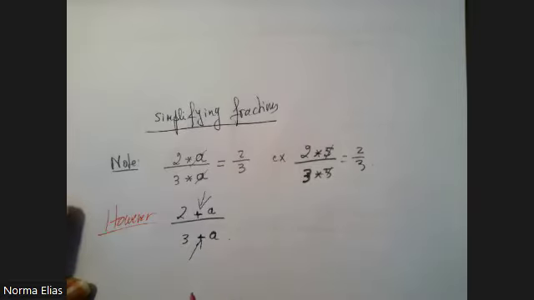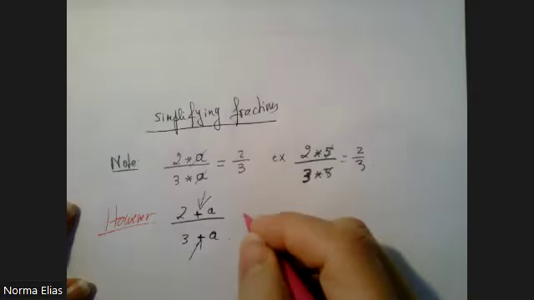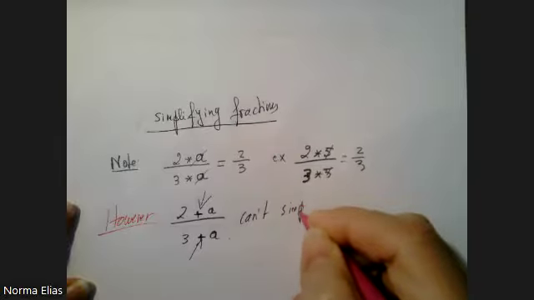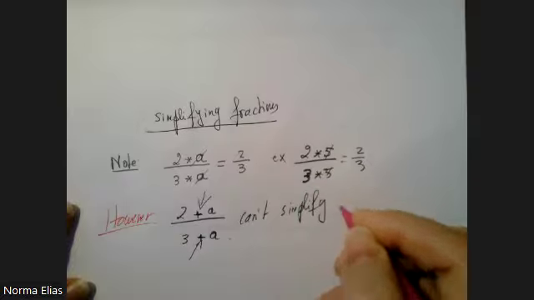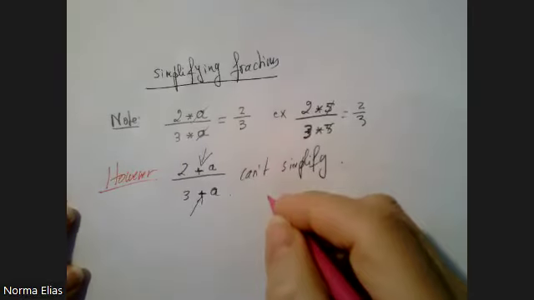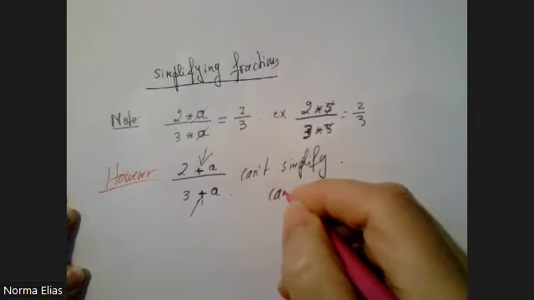Can the A cancel? The answer is no. Definitely not. So this can't simplify, and I will show you an example. Can't simplify. It means if I have a plus, we cannot simplify. So for example, those can't. We cannot cancel the A. Can't cancel A.